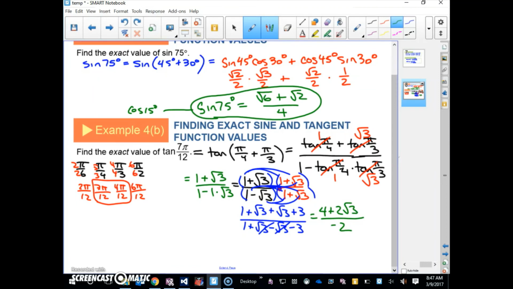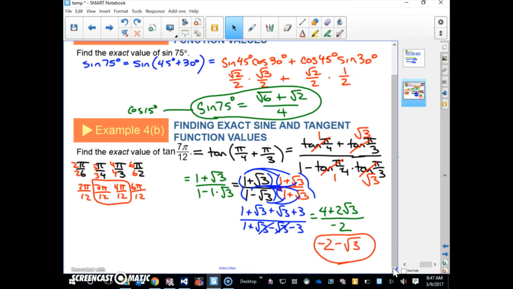And I'm not really reduced here. I'm not allowed to leave that negative on the bottom, but I can divide everything by 2 and divide everything by negative 2. If you simplify, 4 divided by negative 2 is negative 2, and 2 rad 3 over negative 2 is minus square root of 3. So there I have tangent 7 pi over 12 equals negative 2 minus square root of 3. Exactly.